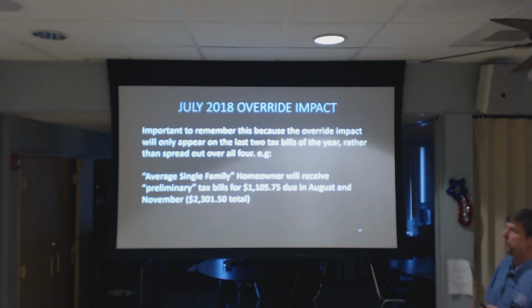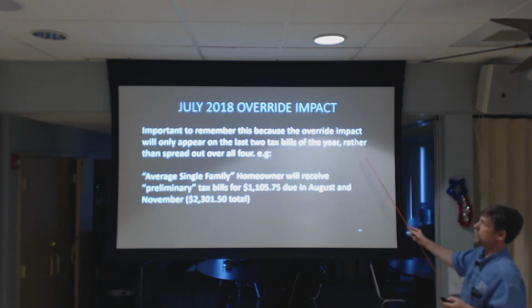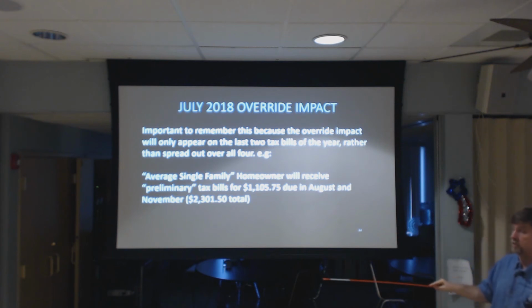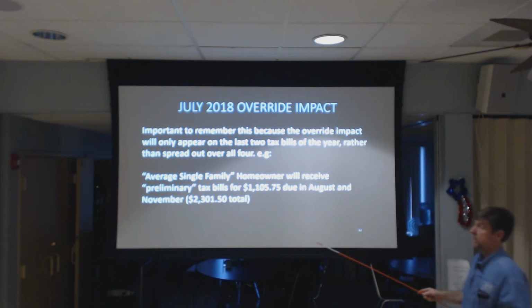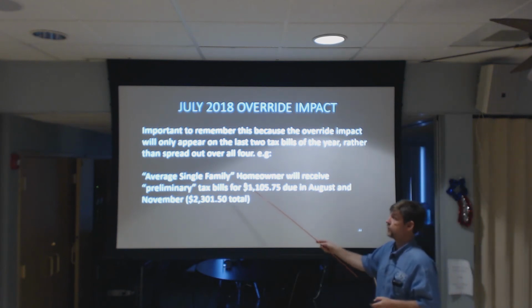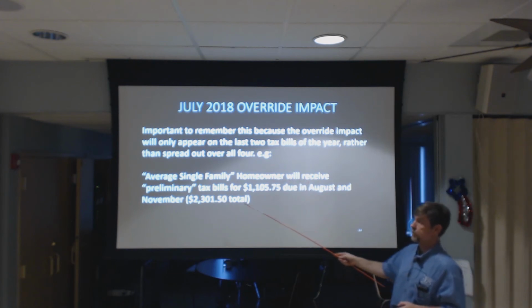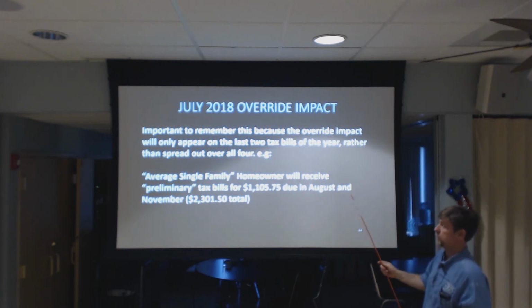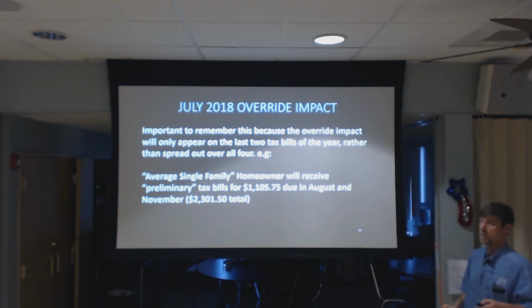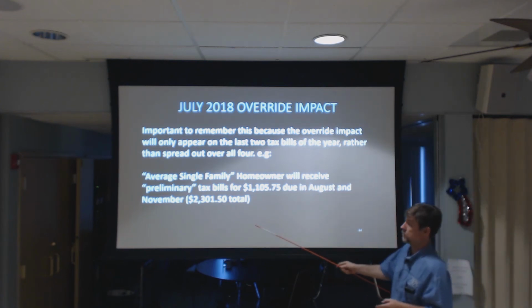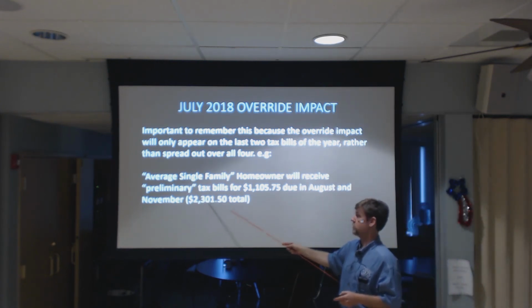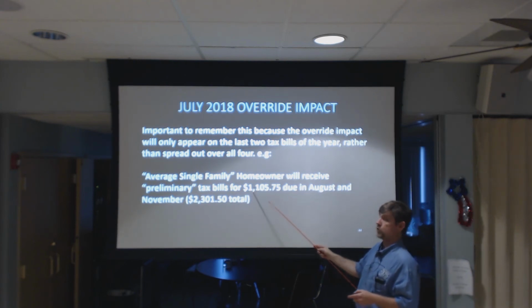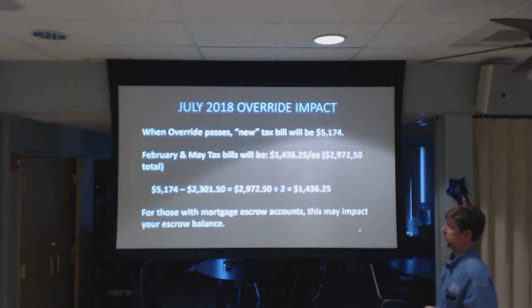It's important to remember that the override impact will only appear on your last 2 tax bills, rather than spread out over all 4. So for example, the average single-family homeowner is going to receive a preliminary tax bill for $1,100 due in August and November. That $4,600 divided by 2.